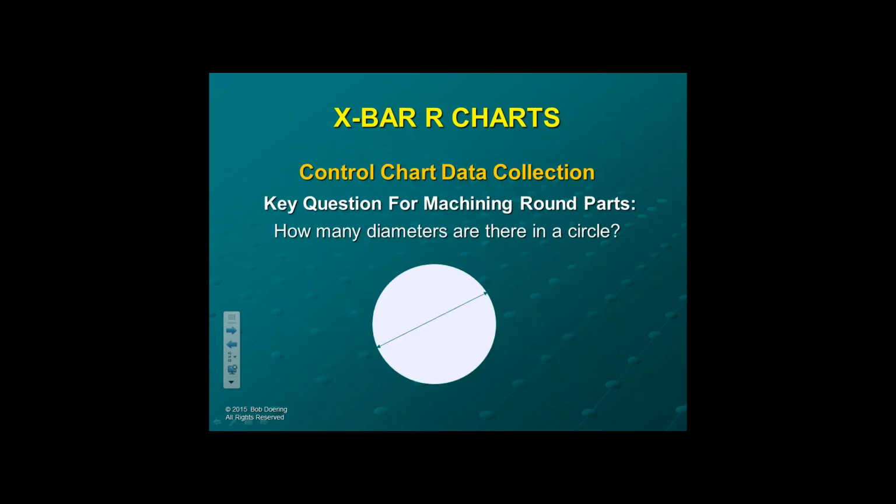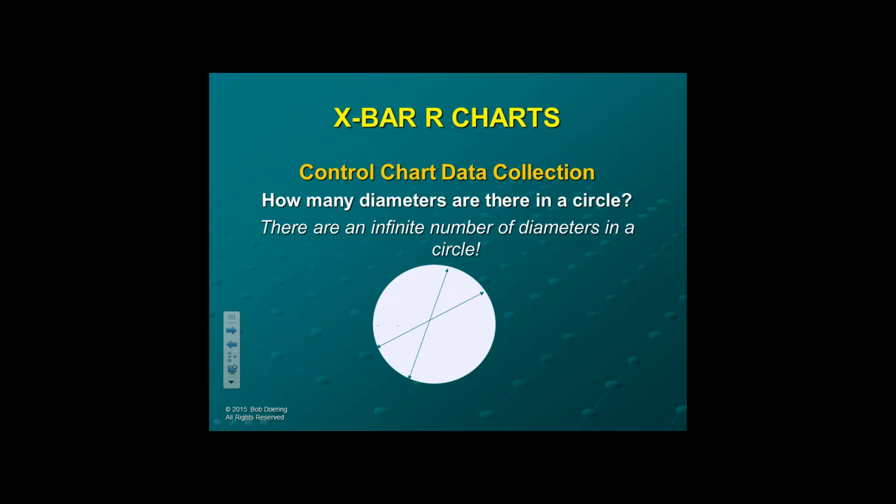Here's a trick question. When you're machining a round part, how many diameters are there in a circle? Well, actually, there's an infinite number of diameters in that circular feature. Yet, how many did you measure? You only measured 1. What's the statistical significance of a sample of 1 out of infinity? Well, unless you're a lottery winner, it's not very impressive at all.